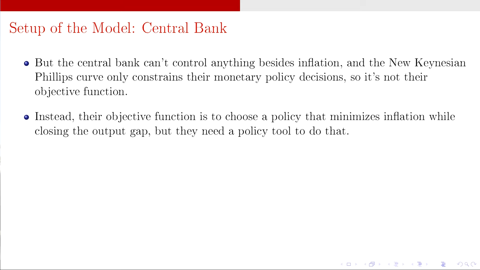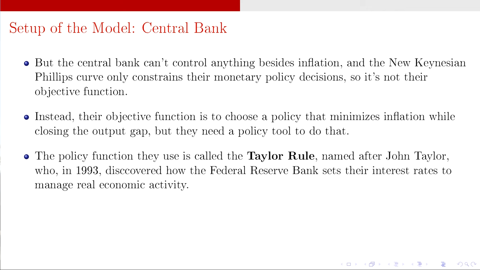They have to have an endogenous response function built within the model that wasn't previously there in the real business cycle model. Now, this policy function is called the Taylor Rule, named after John Taylor, who in 1993 published a really cool paper talking about how the Federal Reserve sets their interest rates to manage real economic activity. And it looks something like this.